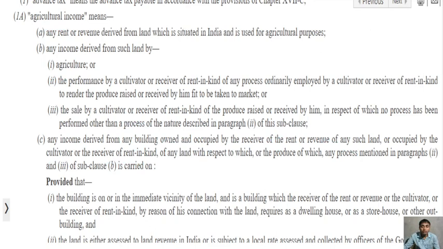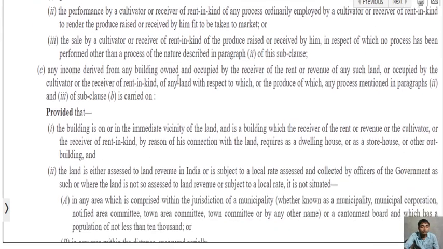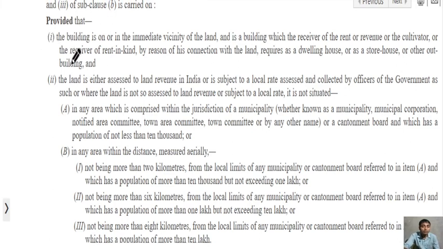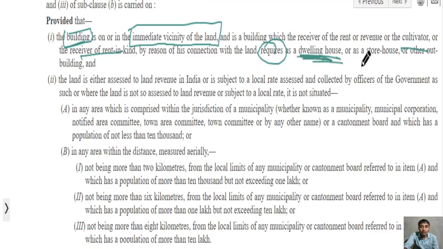Now we are moving forward to the proviso of this section. The proviso states that the building means a building which is in the immediate vicinity of the land and which is required by the cultivator or the receiver of rent in kind as a dwelling house or storehouse or other outbuilding.